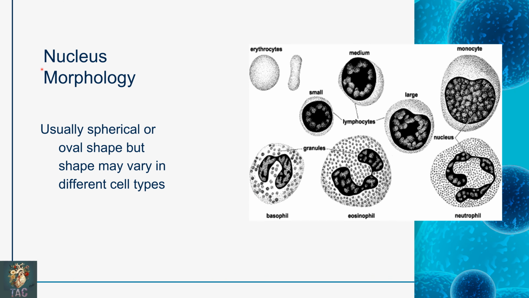So what about the morphology of the nucleus? They are usually spherical or oval in shape. In this diagram, you can see the different shapes of the nucleus, may be spherical in shape, may be ovoid in shape. The shape may vary in different types of cells like eosinophils, basophils, etc. The shape may vary according to the shape of the cell.